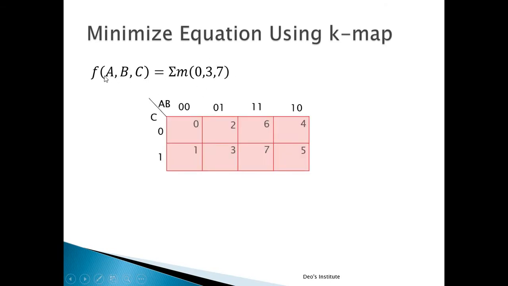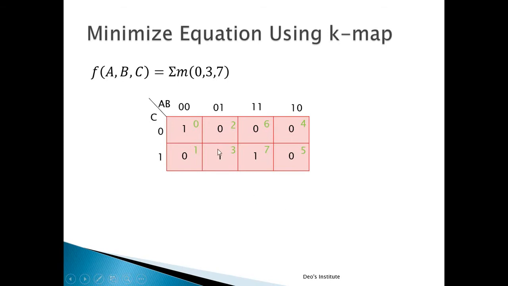Again, it is a three variable K-map with A, B and C. The cells are numbered 0, 1, 2, 3, 4, 5, 6, 7. For 0, 3, 7, we have to write 1, and the rest will all be 0. So cell number 0 will be 1, cell number 3 will be 1, and cell number 7 will be 1. All other remaining 5 cells will be 0.